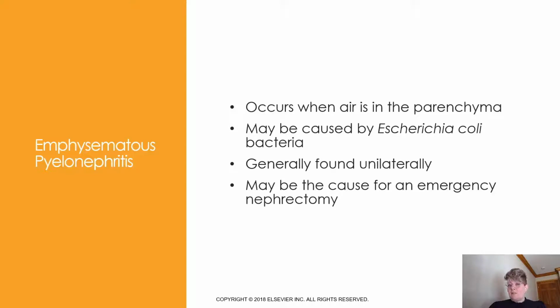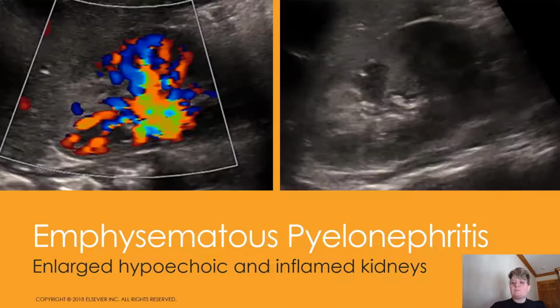This is, again, another emergency. We need to get this kidney out of that person. If the kidney were to stay in there, the bacteria could rupture walls, and then the bacteria can get into the blood system very easily. So it's very concerning when a patient has emphysematous pyelonephritis. Because the kidney itself is infected, we're going to see increased blood flow because it's inflamed, but there might also be areas of no blood flow. And in those areas is typically where we're going to see that air.